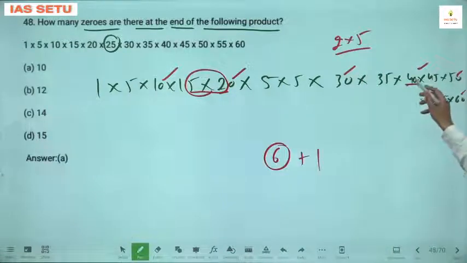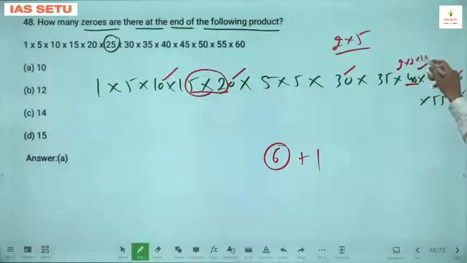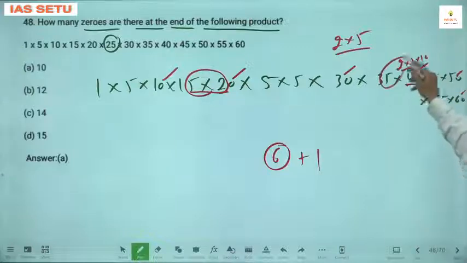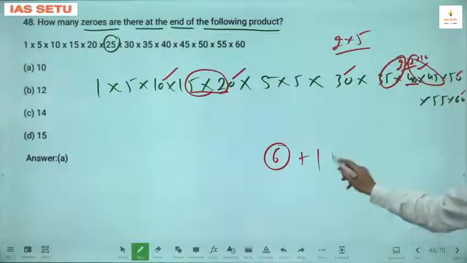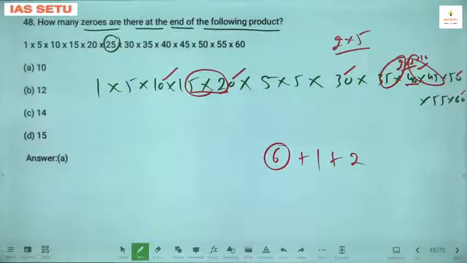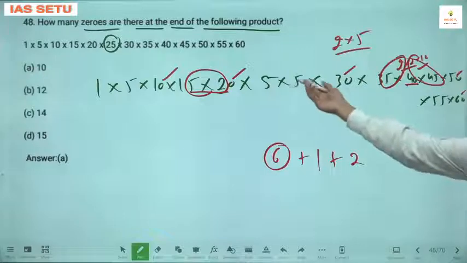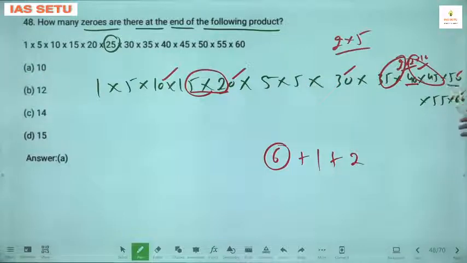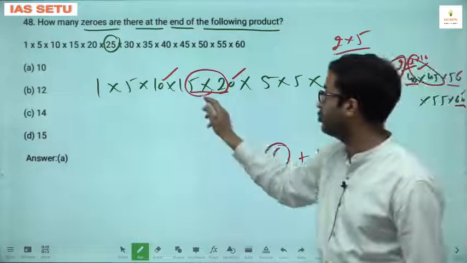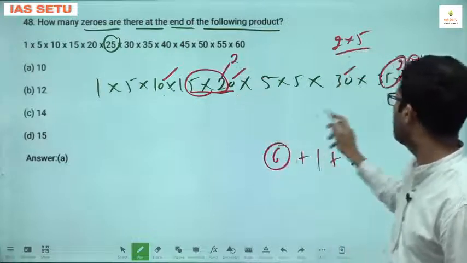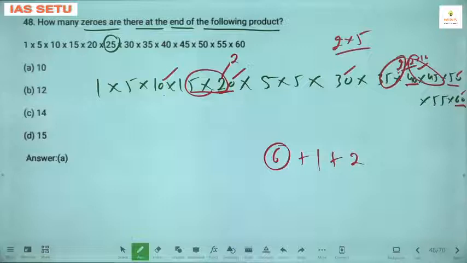This 40 is 2 into 2 into 10. You have 2 here. So 1 2 with 35, 1 2 with 45. So 2 more zeros. Or you can use any of these 5. So here 60. You have to check the even numbers actually, except 10. Out of this 20 you take 1 2. Out of 40 you take 2 into 2. Then 60 is 2 into 3 into 10. You take 1 2 also. So it is 6 plus 4, 10.